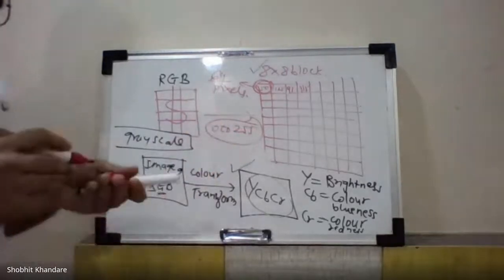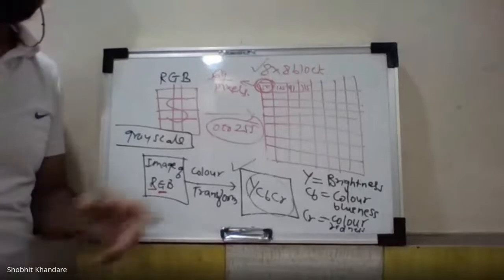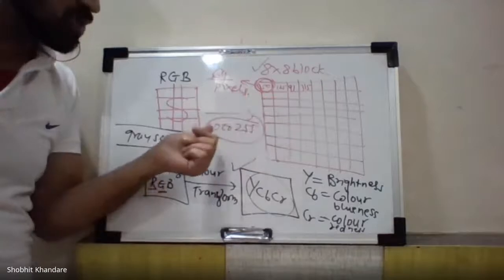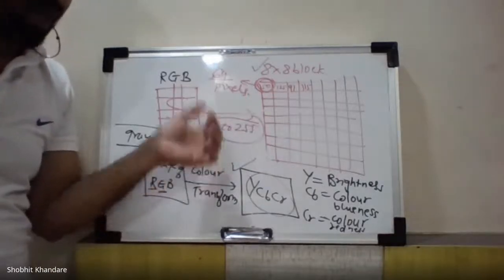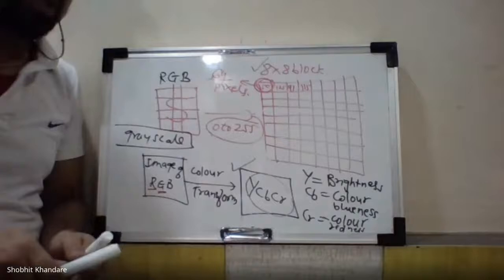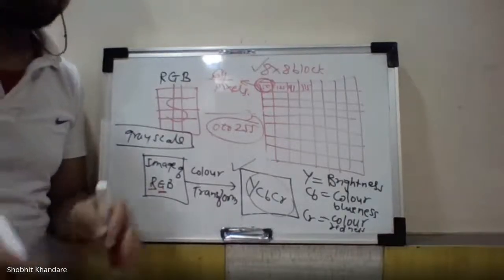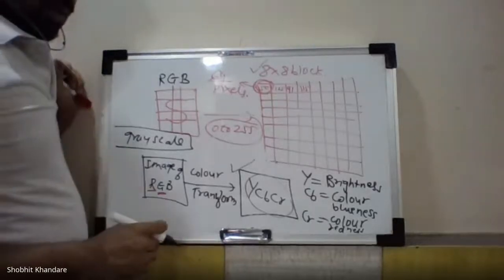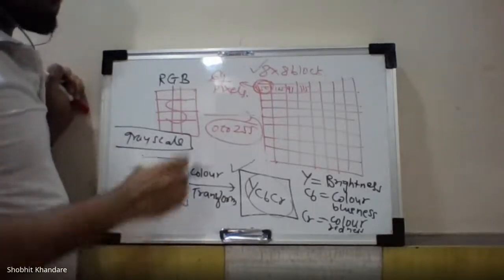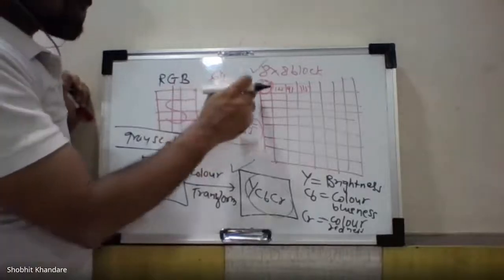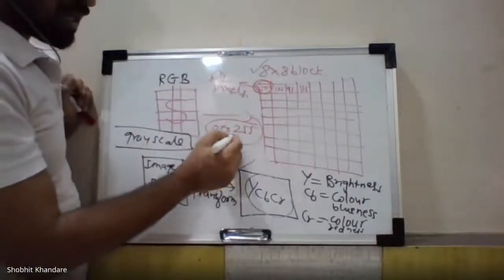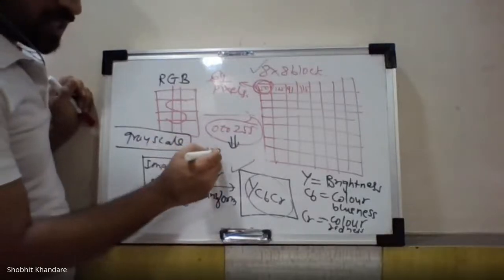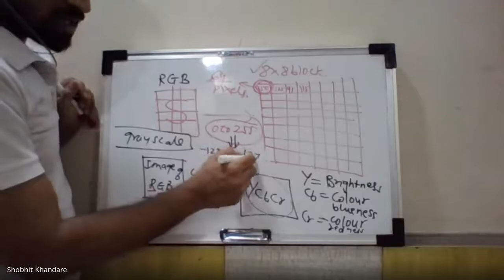Now I have to reduce this block. I have told you that before you apply the DCT, I have to bring down these pixel values. So these pixel values of 0 to 255 have to be brought down. How do you bring down these pixel values? You subtract 128 from each pixel value, so that the range becomes from minus 128 to 127.